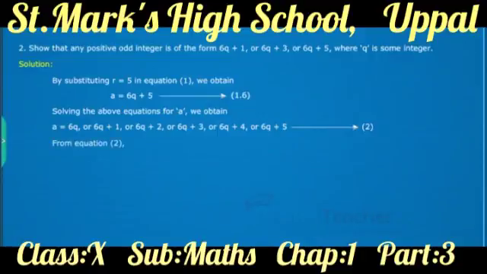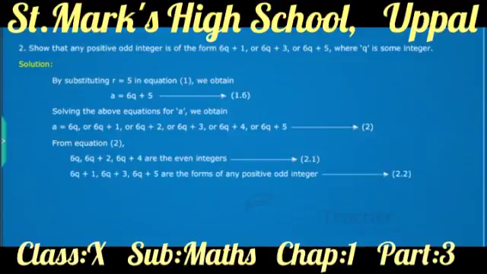From equation 2, 6q plus 2, 6q plus 4 are the even integers. 6q plus 1, 6q plus 3, 6q plus 5 are the forms of any positive odd integer.